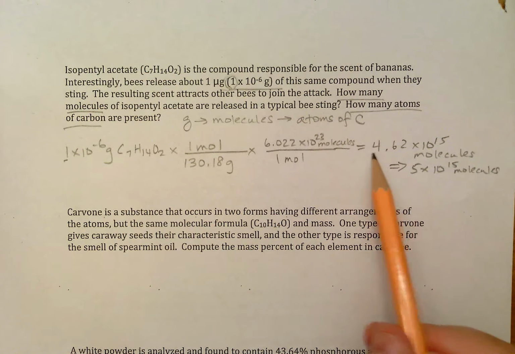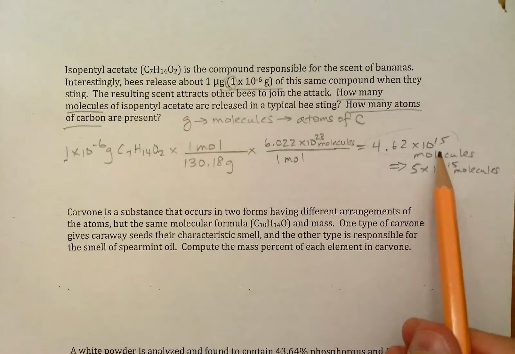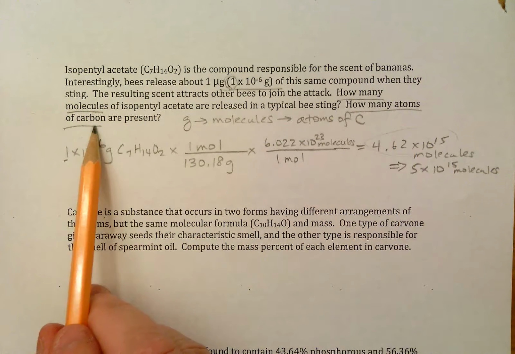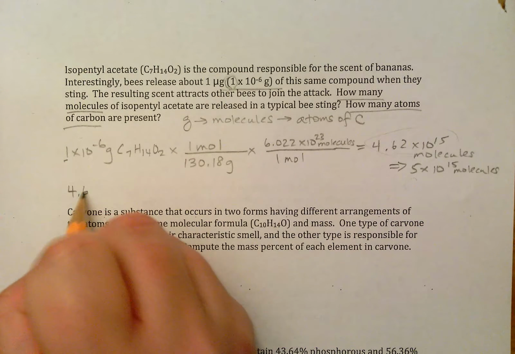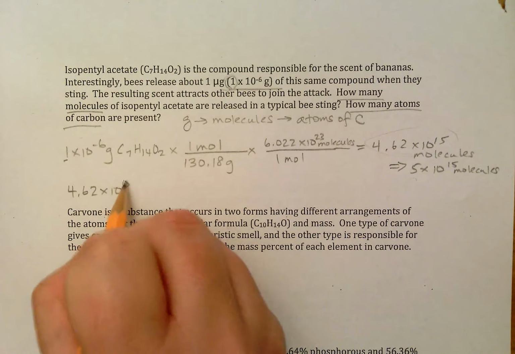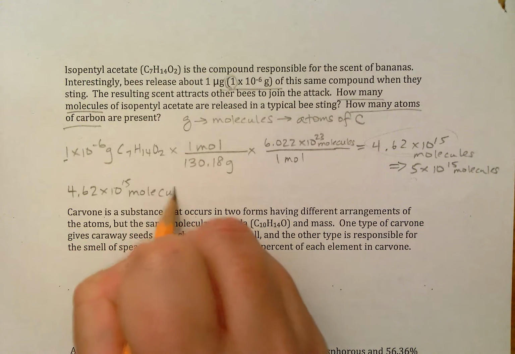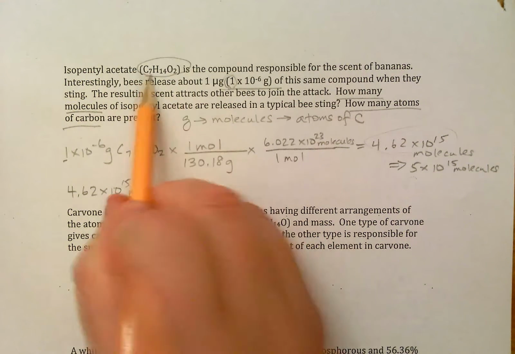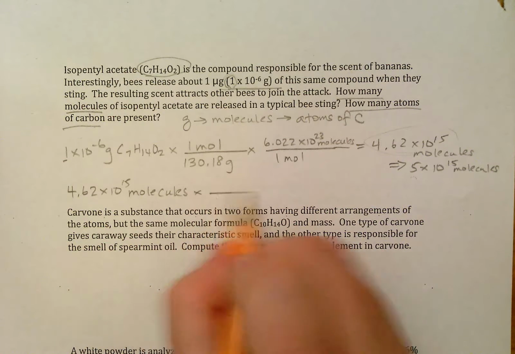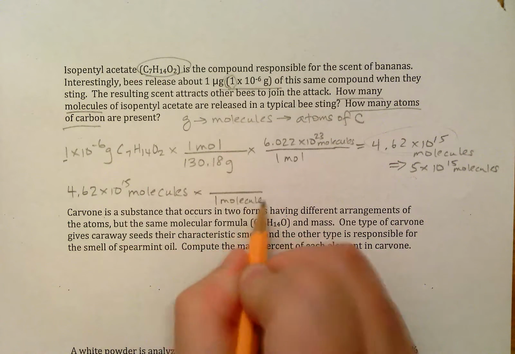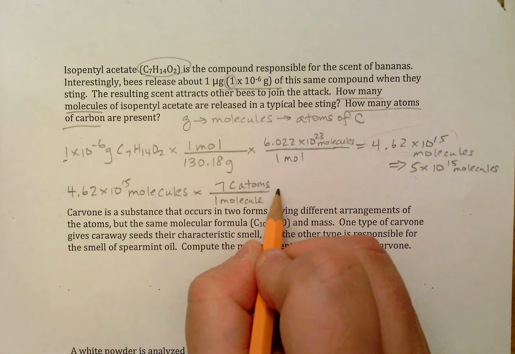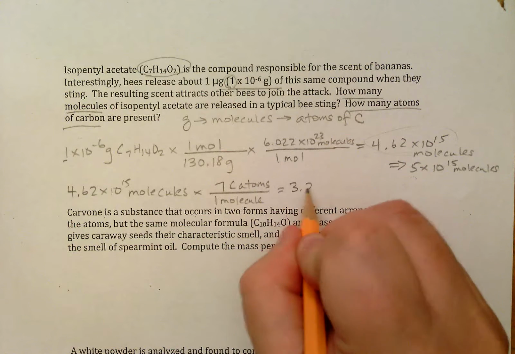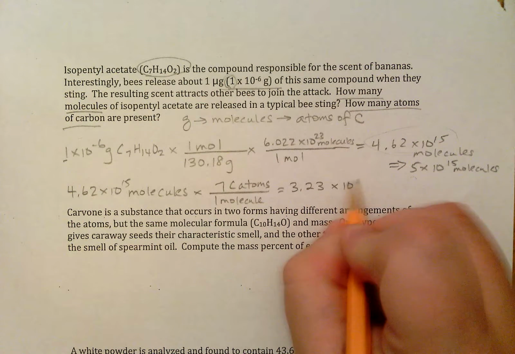So when we continue with this and we say how many atoms of carbon, we need to not use the 5 because we don't want to round the 1 sig fig and then use that in a calculation. So we're going to start with our same 4.62 times 10 to the 15th molecules. And we know that in 1 molecule of C7H14O2, there are 7 carbon atoms. So when we multiply this out, we get 3.23 times 10 to the 16th carbon atoms.